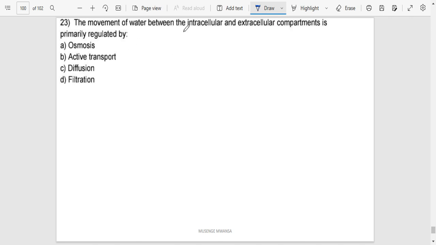The movement of water between the intracellular and extracellular compartment is primarily regulated by osmosis, active transport, diffusion, or filtration. What regulates the movement of water between the extracellular and the intracellular? Primarily, it is osmosis, isn't it? So osmosis is the movement of water.